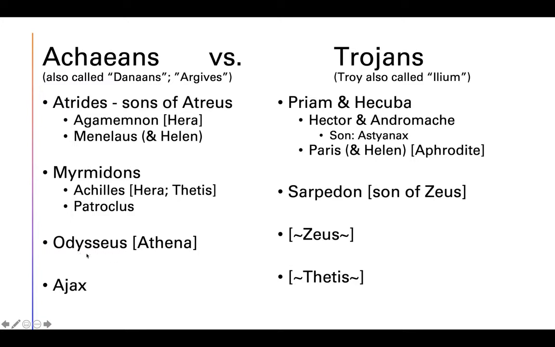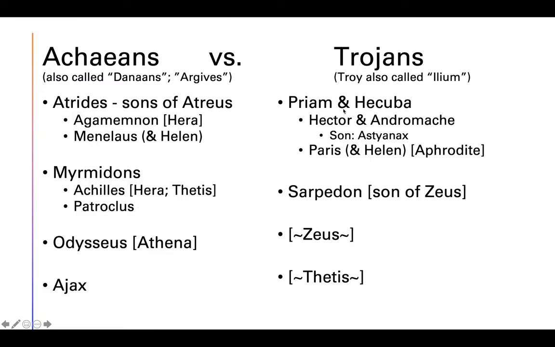Odysseus is an important Achaean. He's championed by the goddess Athena. We'll learn much more about him in the Odyssey. Ajax is also important. He's a really great fighter. He's almost as good as Achilles, but not quite. Nestor is another important guy, but don't worry too much about these guys down here. The main important guys are Agamemnon, Menelaus, Achilles, and Patroclus.